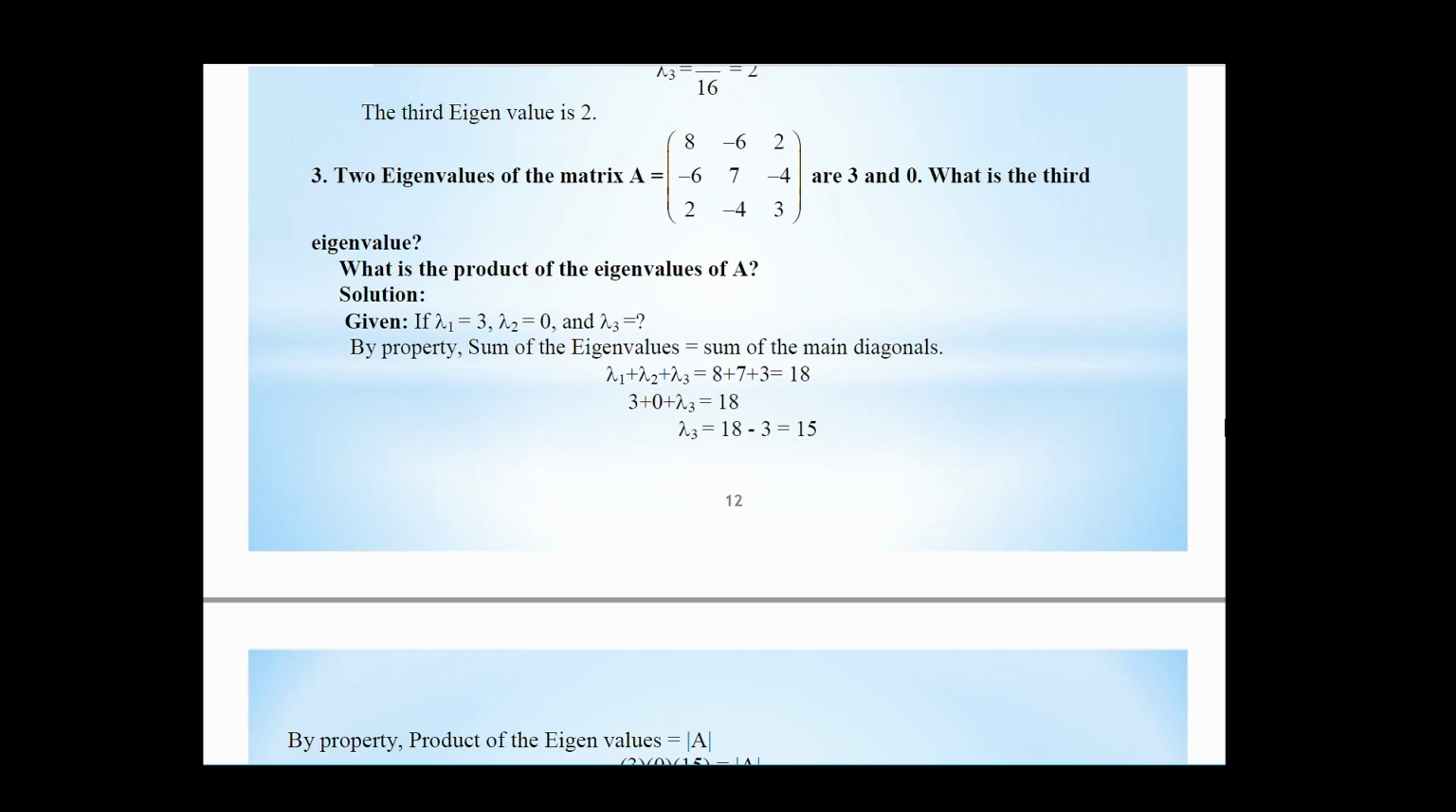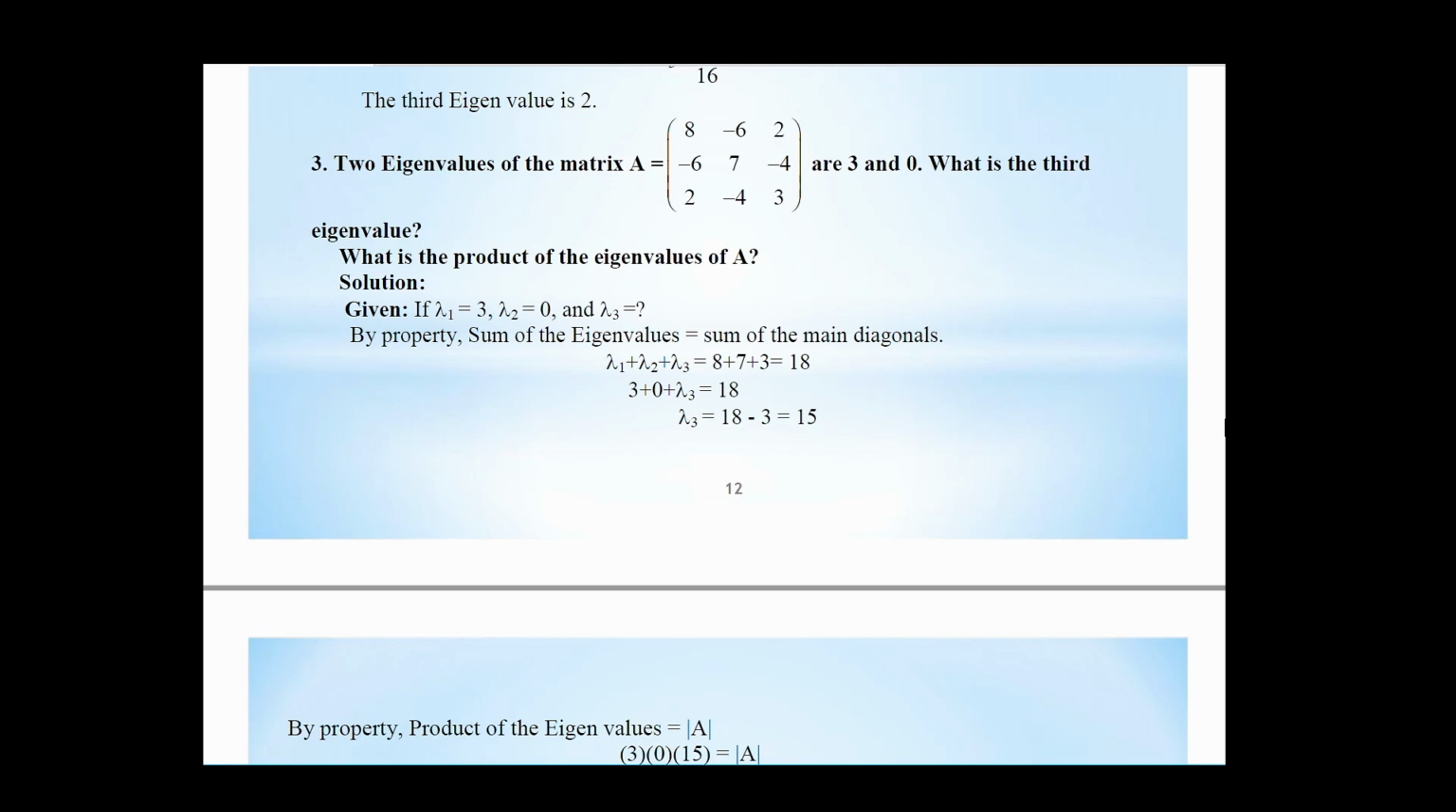Two eigenvalues of the matrix A equal to 8 minus 6 2, minus 6 7 minus 4, 2 minus 4 3 are 3 and 0. What is the third eigenvalue? Okay, here they are given also the symmetric matrix. Here also A is a symmetric matrix.